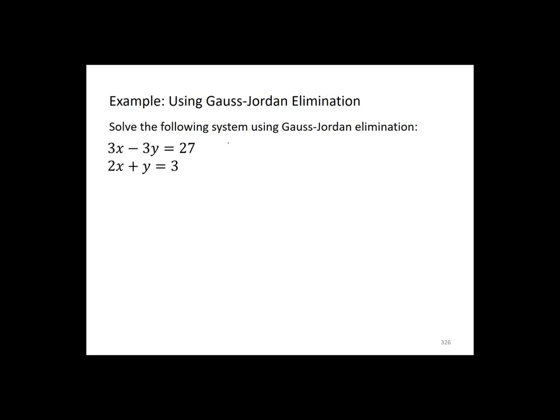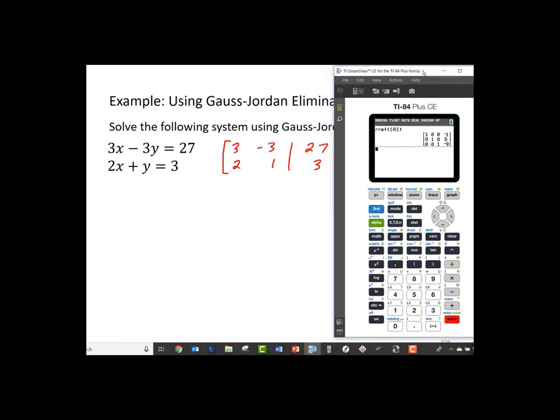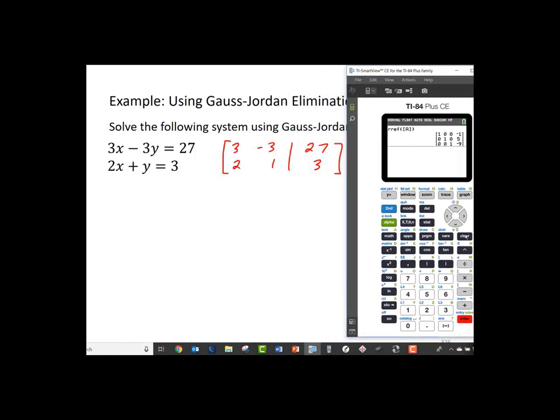So in my augmented matrix, this will become my first row, 3, -3, positive 27. And my second row will be 2, 1, positive 3, because my second equation corresponds to that. Now I'm going to put that in my calculator. I'll bring my calculator on screen so you can see me do it.